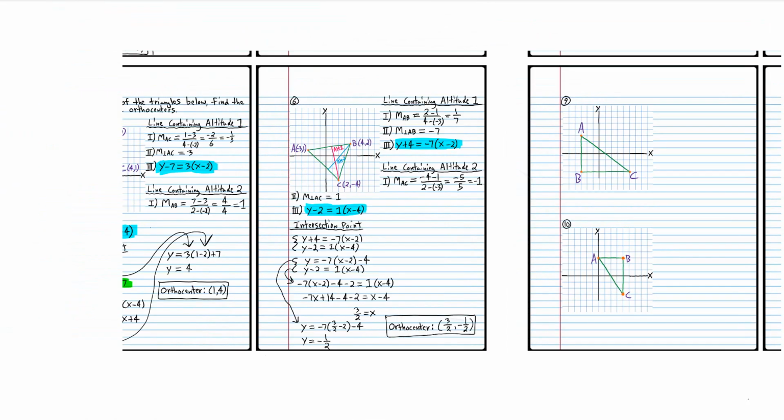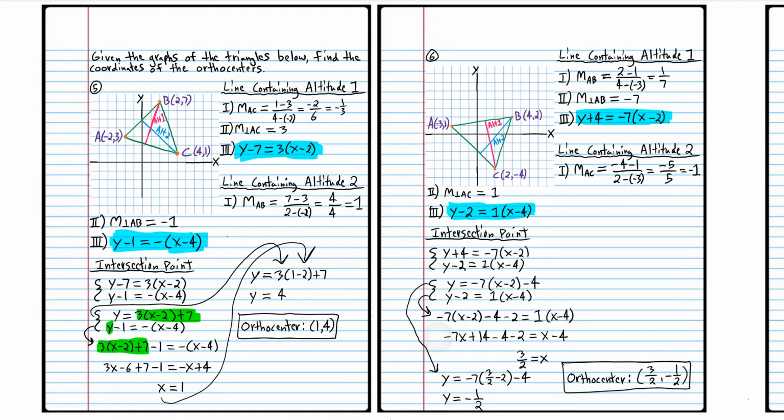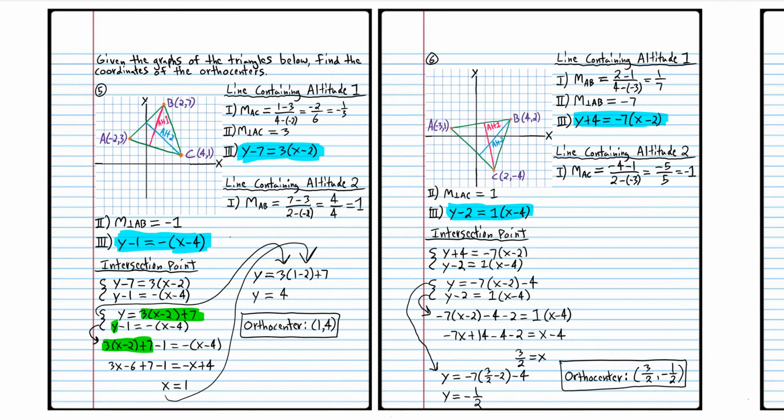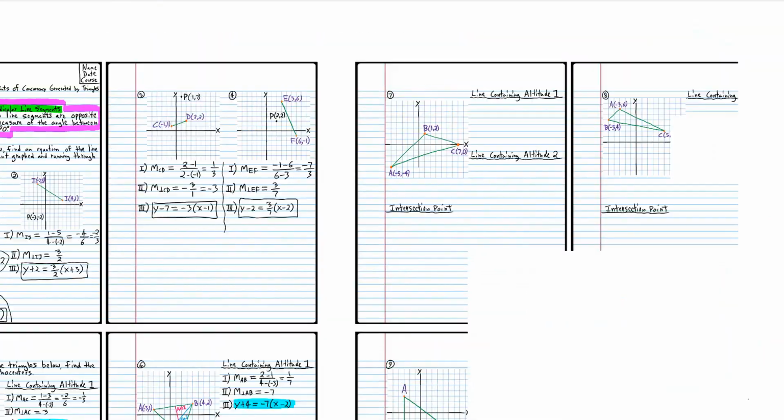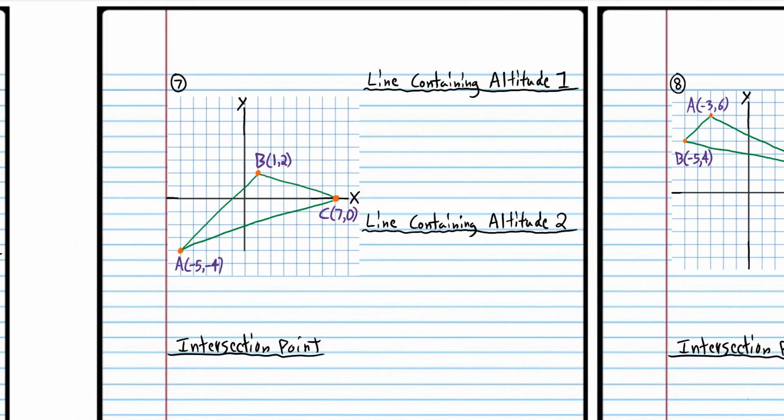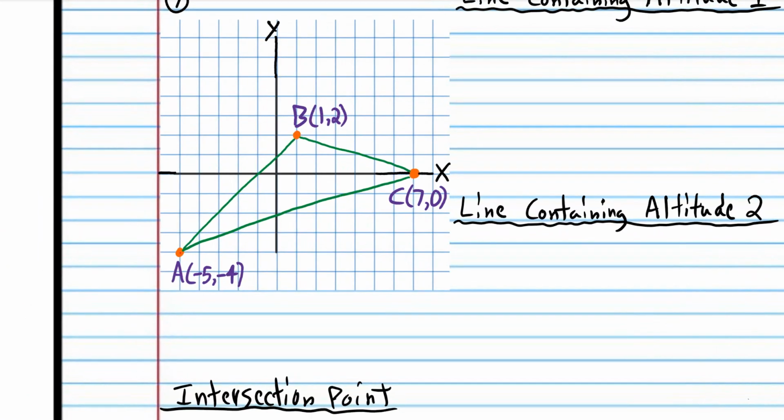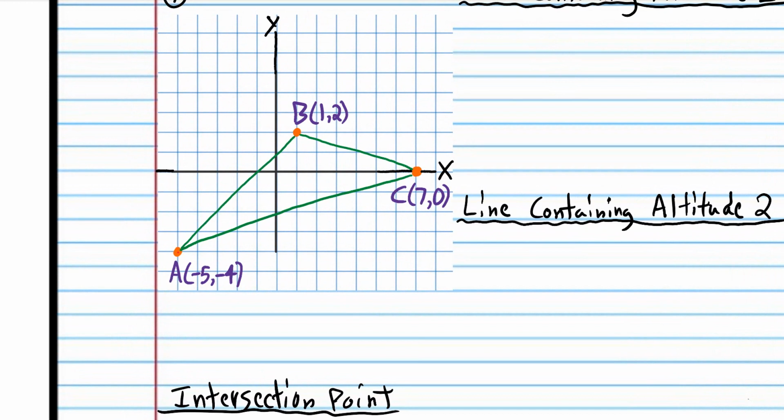All right, so why don't you go ahead and take a screenshot of those problems, because you're going to do one on your own now. For number 7, you're going to go ahead and try that one on your own. Now be aware that there are 3 altitudes that you can work with. Sometimes you may get a fraction when you're finding the slope of the altitude, so you want to try to stay away from those if you can.